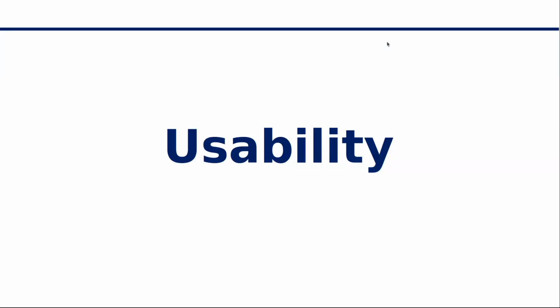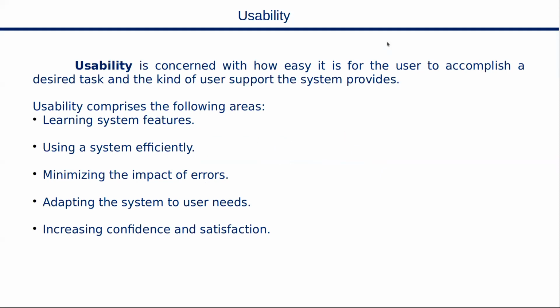So now let's take a look at usability. Usability is concerned with how easy it is for the user to accomplish a design task and the kind of user support the system provides. So usability comprises the following areas: learning system features, using a system efficiently, minimizing the impact of errors, adapting the system to user needs, and increasing confidence and satisfaction.